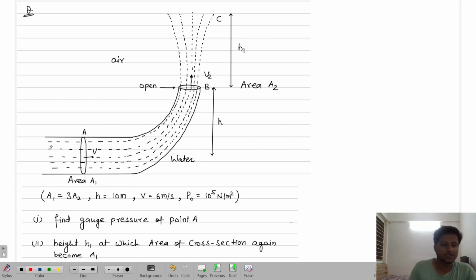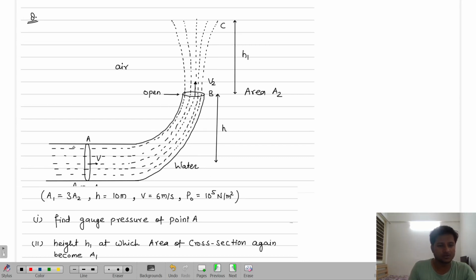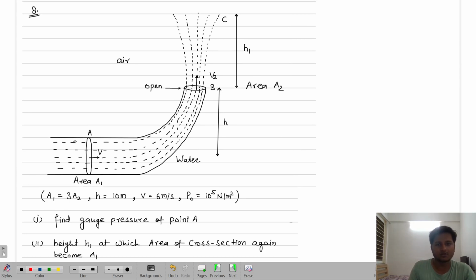What it is saying? I'm sending some liquid, so it has some velocity v. This liquid is coming up with some velocity v2. Now what it is saying is that after coming out it starts to spread. Try to understand. And this is point B.